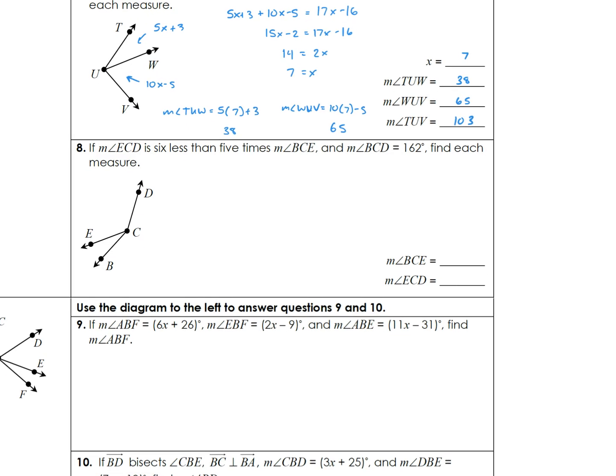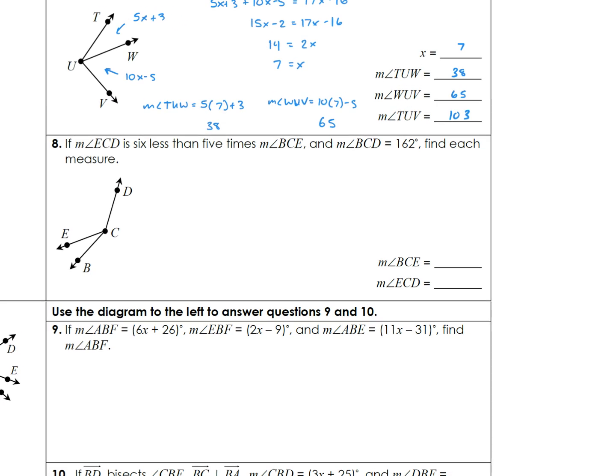All right, now let's go over number 8. In this one, it's a bit more of a puzzle, and you got to remember your algebra skills. So if the measure of ECD is 6 less than 5 times the measure of BCE, and the measure of BCD is 162, find each measure. So we're going to break down this first part of the sentence. The measure of ECD is, okay, this is where your equal sign is. So we're going to need to write the expression that equals the measure of angle ECD.